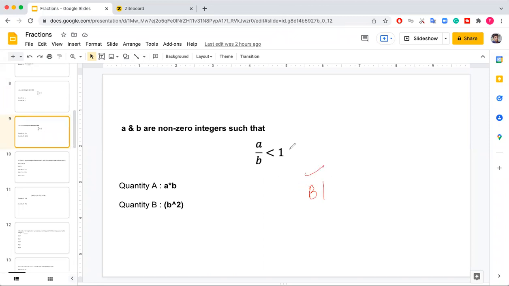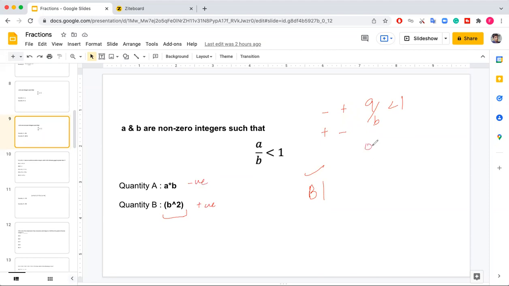Quantity B. Yes, we have A over B less than 1. Less than 1 means this could be a fraction and this could be negative, right? But we can clearly negate the negative one because we have B square, and a square is always positive. And how can we come up with a negative answer less than 1 if one quantity is positive and one is negative? In that negative scenario, this is always negative and this is always positive. So in that scenario, B is greater.